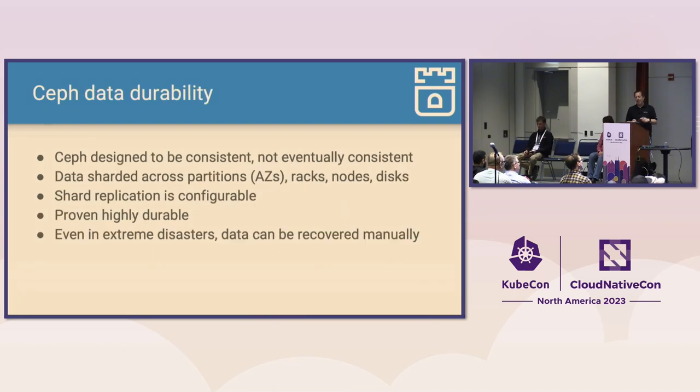Ceph itself is designed to be consistent. It's not eventually consistent, but once you commit your data, you know it's committed and replicated. Ceph has a great architecture for replication across different AZs or whatever topologies you have, racks, nodes, disks. We can take your storage and in the topology you have and create the storage platform. That replication is configurable. How many replicas do you want? And it's proven highly durable. Even in extreme disasters, data can be recovered with troubleshooting guides.